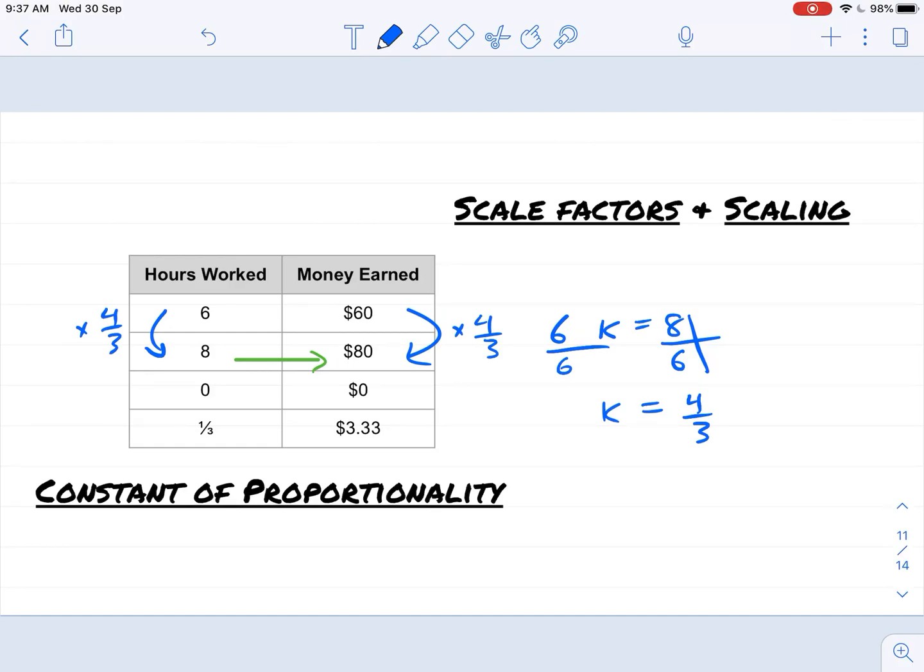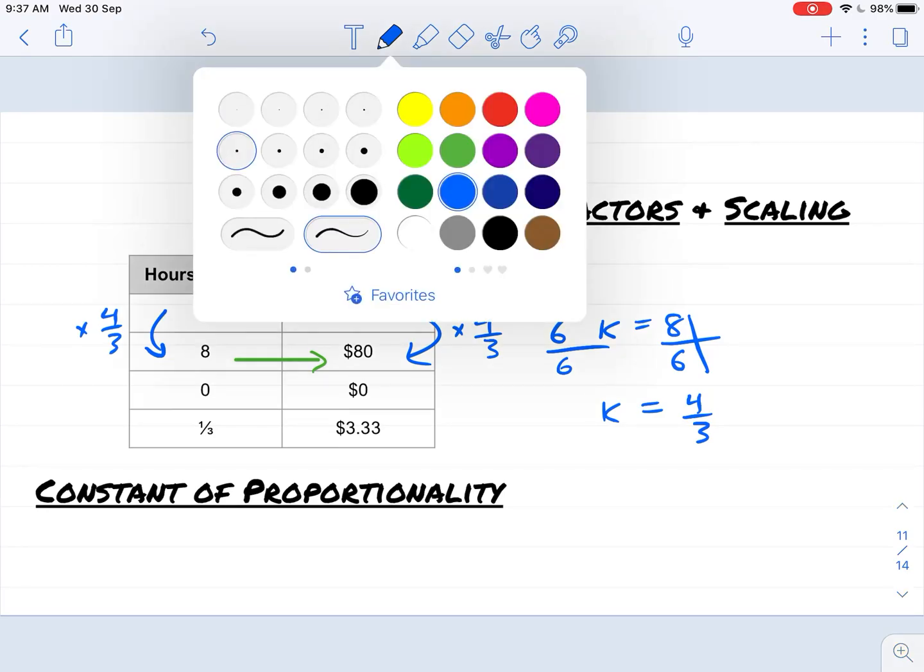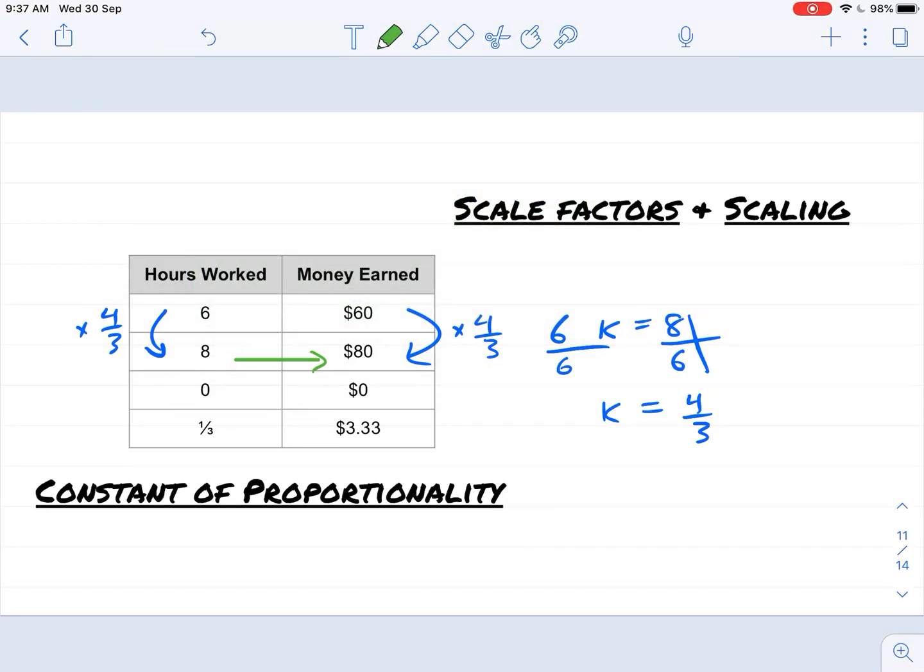Okay, in this problem, what's the constant of proportionality? All right, hopefully that one was a little bit easier. The constant of proportionality is just 10, because that's what you're multiplying the first variable by to get to the second one. And because we're working with units here, I would say $10 per hour.